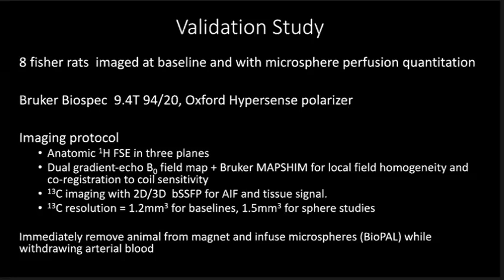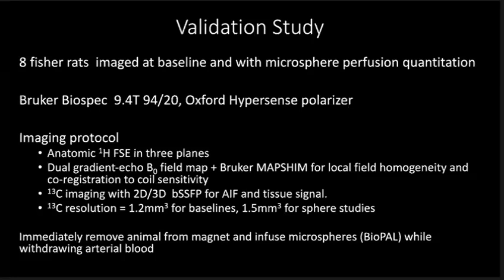And this old-fashioned Oxford Hypersense polarizer. Imaging protocol: proton anatomic imaging, dual gradient B0 field map plus a map shim, to shim from the carotid arteries where we're getting the AIF all the way up through the brain. This also gives us our co-registration for the coil sensitivity. And then we do our carbon-13 imaging with the 2D, 3D balanced SSFP.